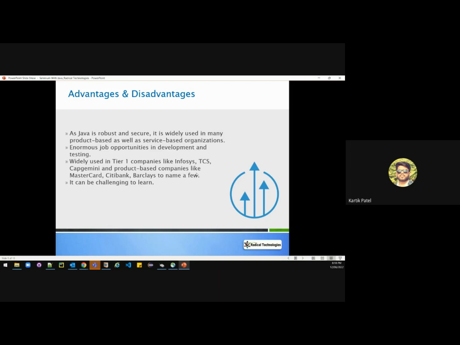If I talk about product-based companies, we have Marketplace, Mastercard, UBS, Credit Suisse, all these top banking companies, and they are using Java. I'm not saying they don't use other languages, they do, but most of their projects would be in Java. It's because of its security. One challenge that I would like to mention is that you need to put in certain effort. Java can be a little challenging to learn, but compared to the opportunities that we have, we could definitely take that challenge.